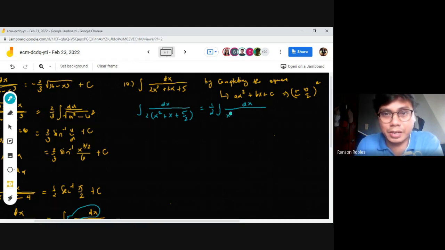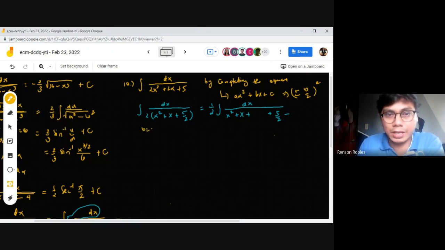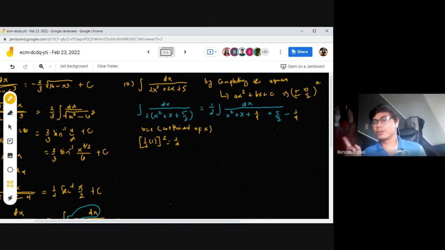So this is x squared plus x, then plus, let me write 5 halves here, and then minus. And then on that missing term, what we are going to add is b is 1. b is 1. This is the coefficient of x. Coefficient, alam ko naman na alam nyo ito. Coefficient of x. Okay? So that's 1/2 of 1, then square. And that would be 1/4. And this is what we are going to add and to subtract. We added 1/4, so we must subtract 1/4 at the end.